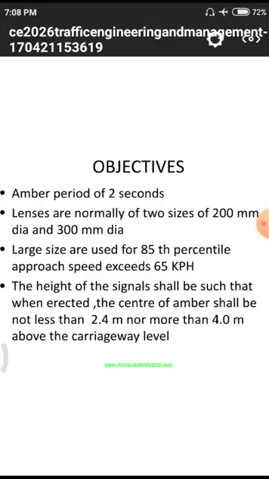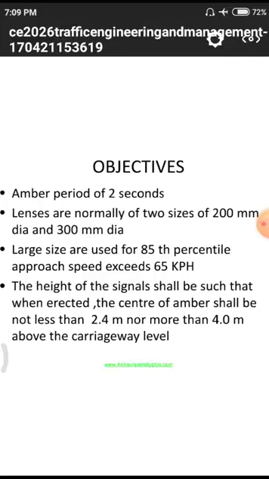Normally few people use lenses without using glasses. That means few people have sight problems with their eyes, either the left side or right side, and they use some kind of cooling glasses or other glasses for better vision. In the same way, in traffic also they use these lenses, because these lenses are used for observing from long distances. At minimum they use a 200 mm diameter and a 300 mm diameter. 200 mm means 20 centimeters, 300 mm means 30 centimeters.